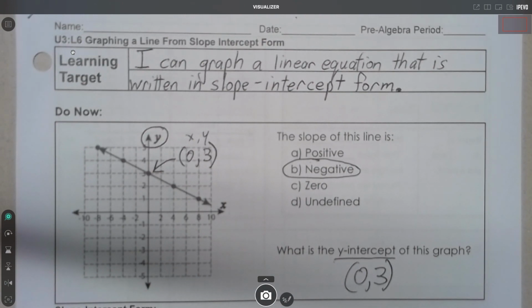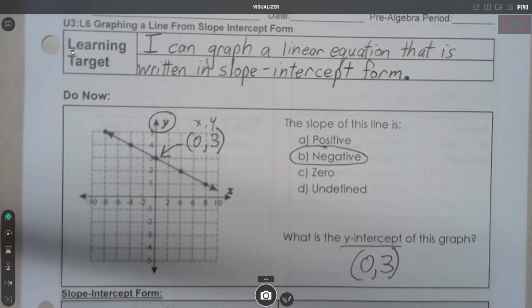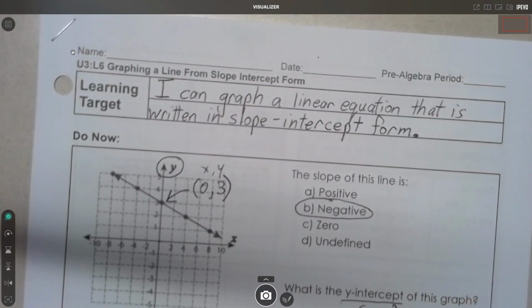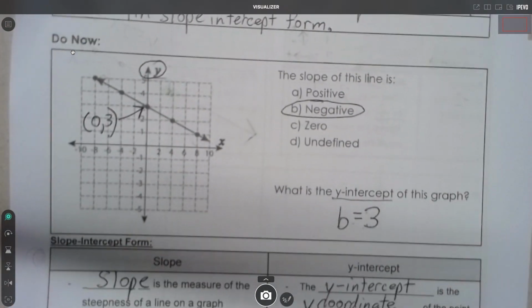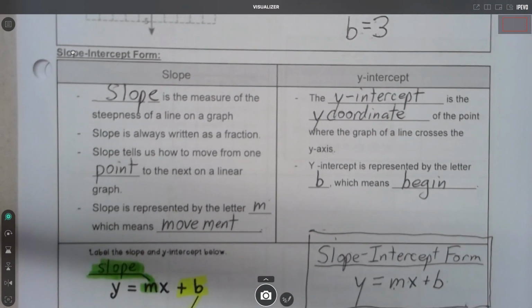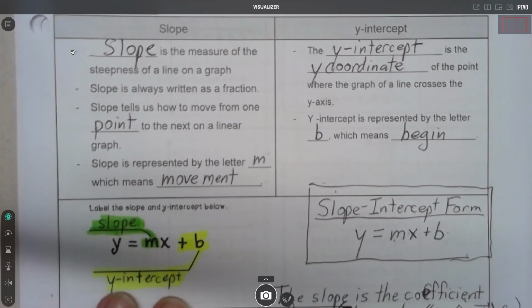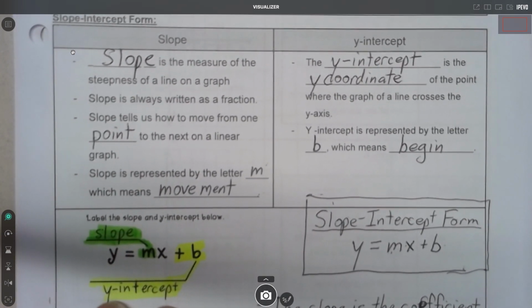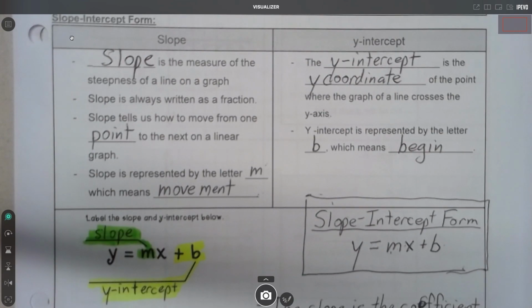Pause the video if you need to catch up on the notes, and then play it when you're done. So the notes for today, right here. So what is slope-intercept form? Okay, so we have quite a bit of notes. We'll start here.